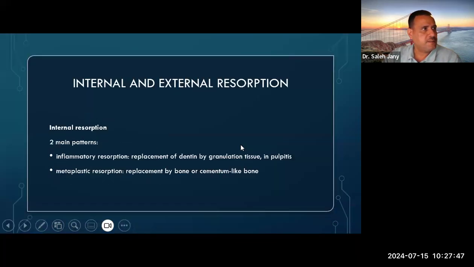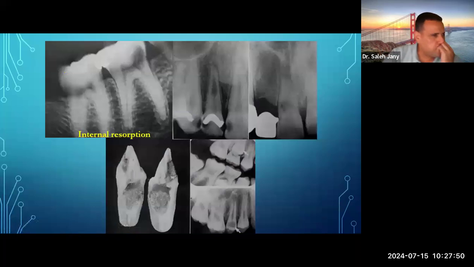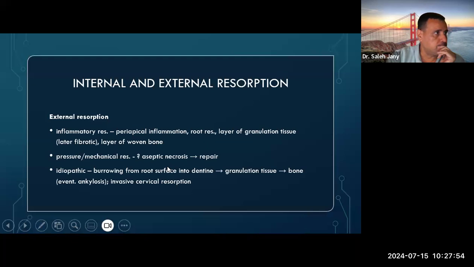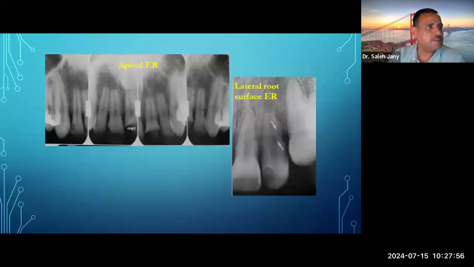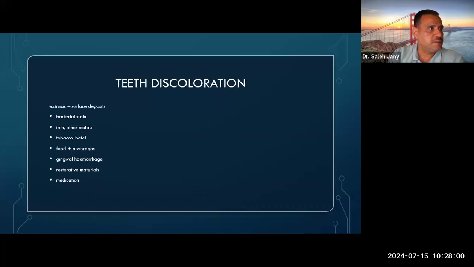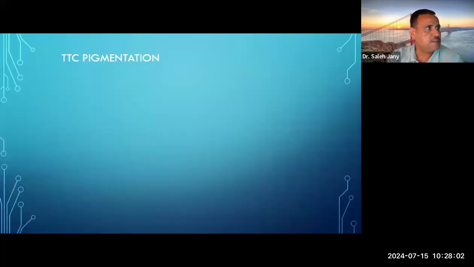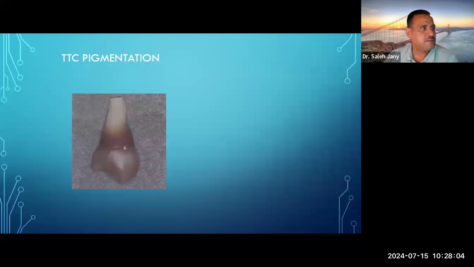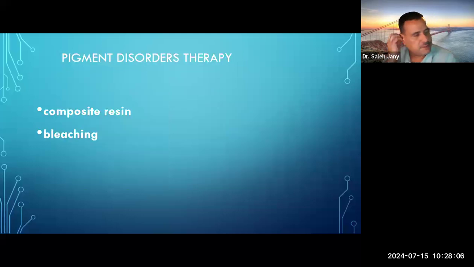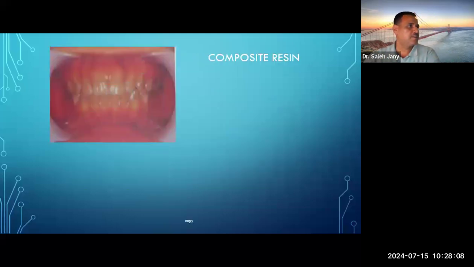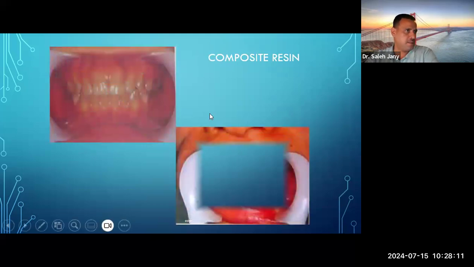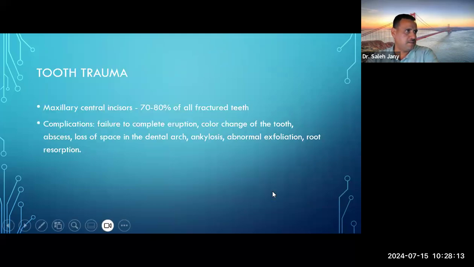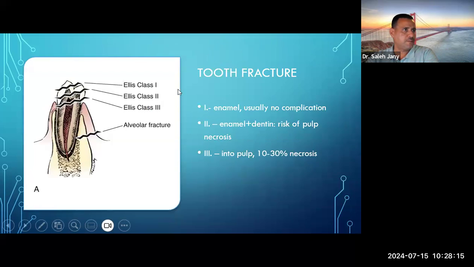Secondary dentin. This is internal resorption. External resorption. We talk about that. Discoloration of teeth. Abnormal staining of teeth. Tooth trauma.